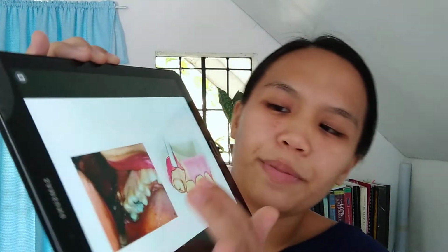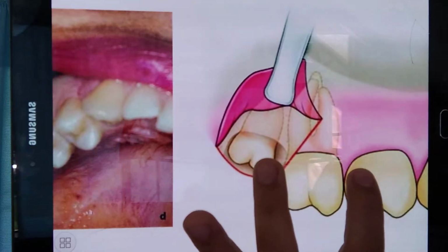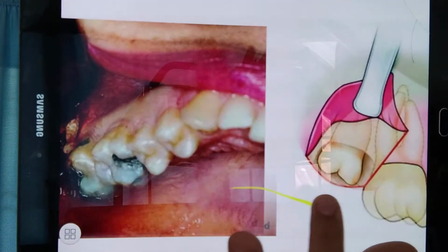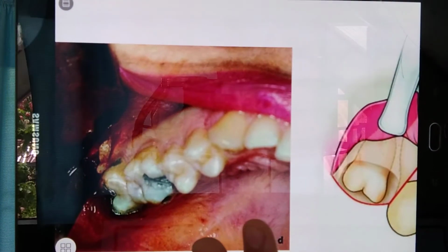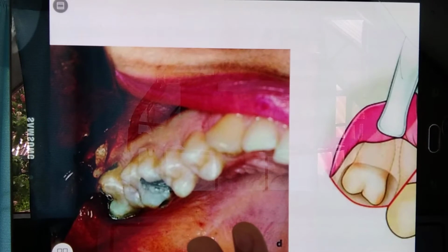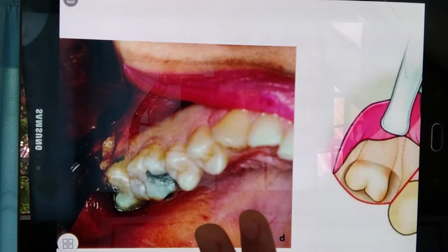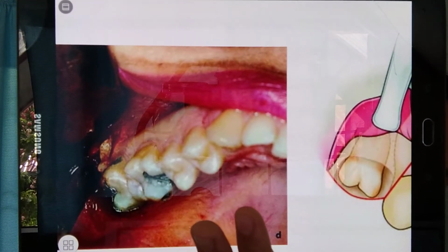And the next step is the mucoperiosteal flap is then reflected. Here, as you can see on the picture, here is a diagram, and here in the clinical picture, the flap is then reflected and the buccal bone is then removed until the entire crown of the impacted tooth and part of its roots are exposed.